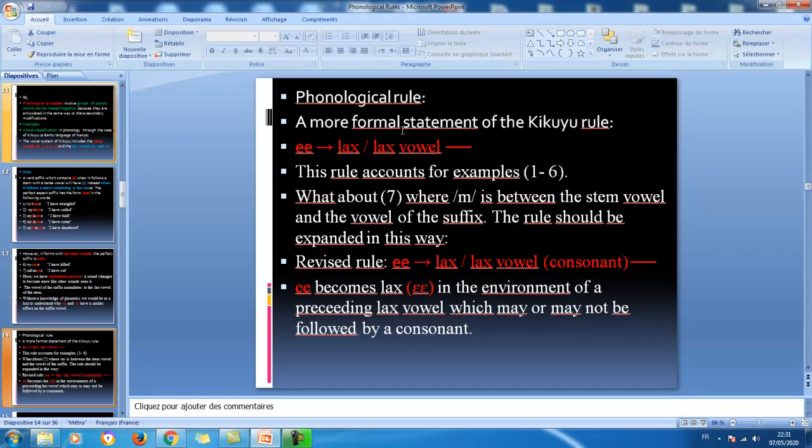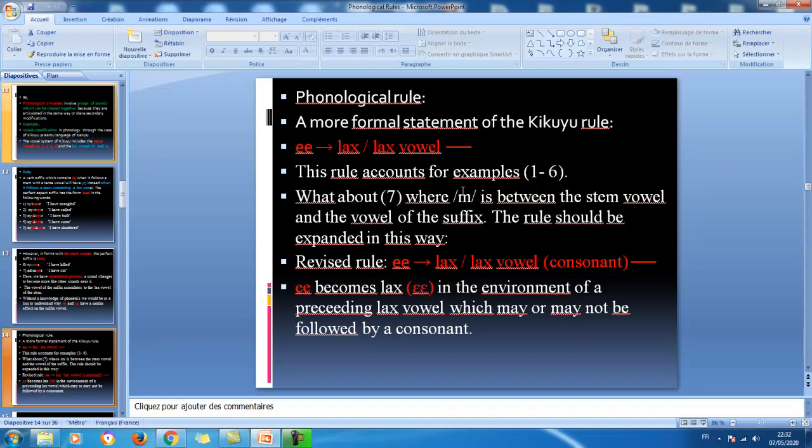Phonological rule. Let's please give this rule a more formal statement, which means this vowel becomes lax in what context? In the context where it is found, this is its place, after a lax vowel. This is what we have got in 6 and 7. Now this rule accounts for examples 1 and 6 here. What about 7?